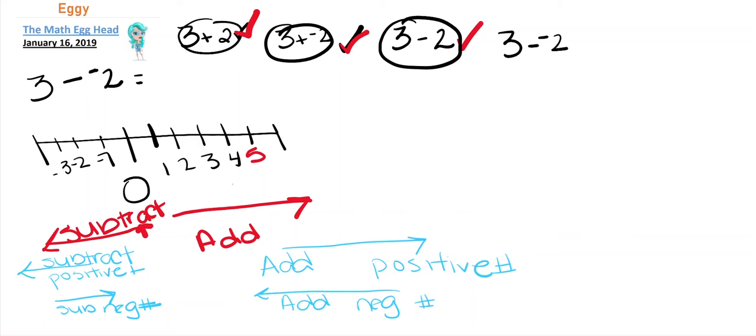So let's do this, 3 minus negative 2. Now, let's start on the number line. We know we're subtracting, so technically we're going to the left. And we're subtracting a negative number. So we know when we're subtracting a negative number, we're going back to the right. So let's start at negative 3 minus negative 2. Now, who can tell me what's wrong in this picture? Did anyone notice that I made a mistake? 3 minus negative 2. Well, we know that 3 minus 2 is 1.